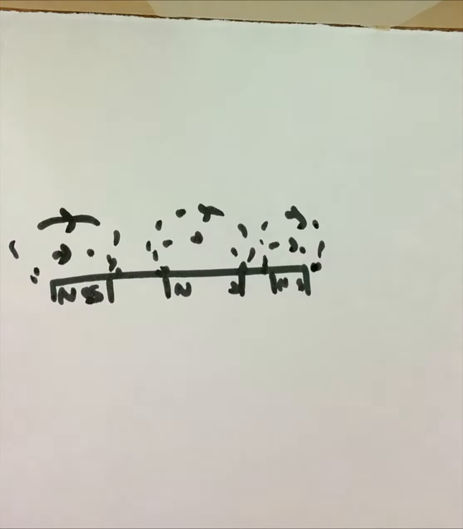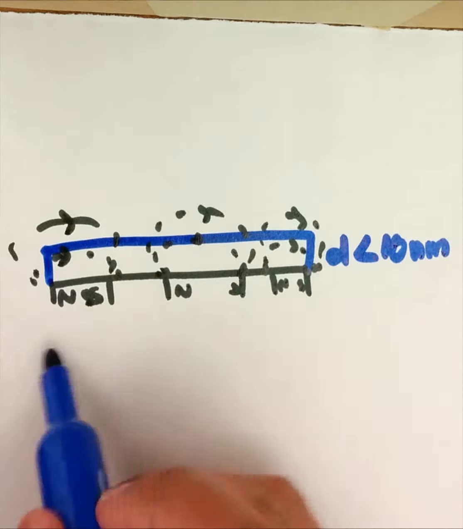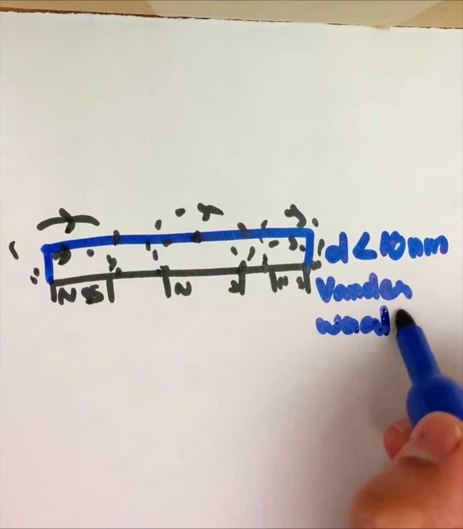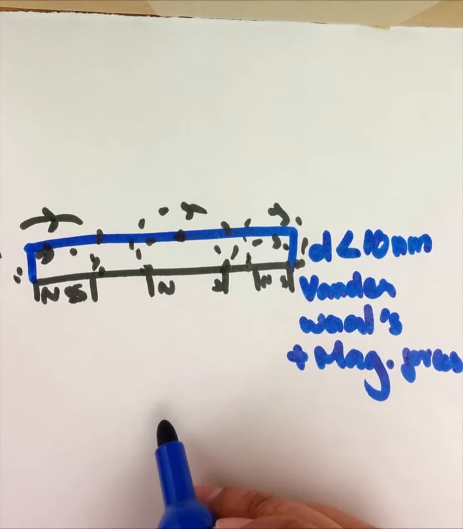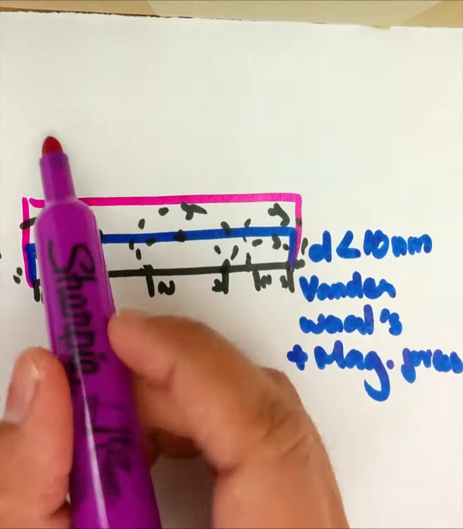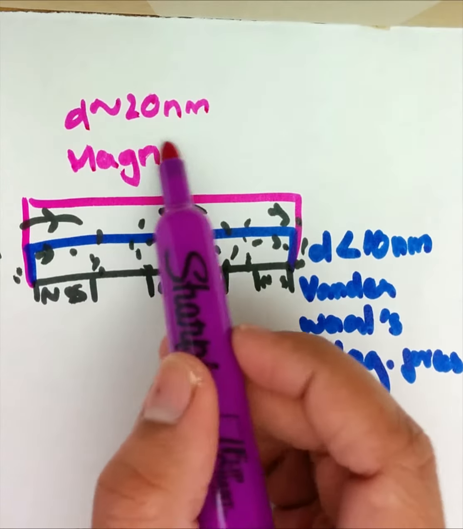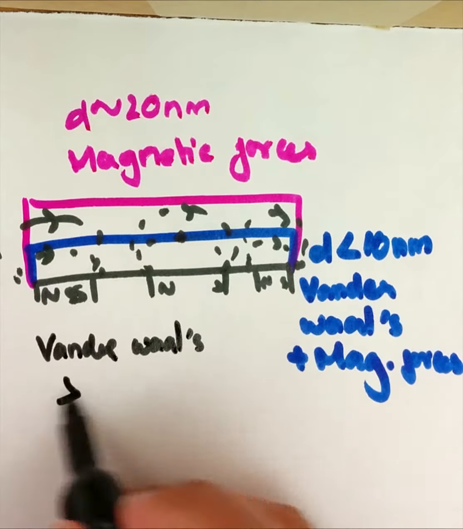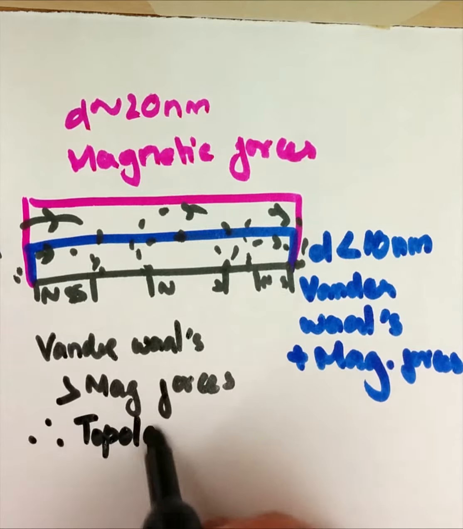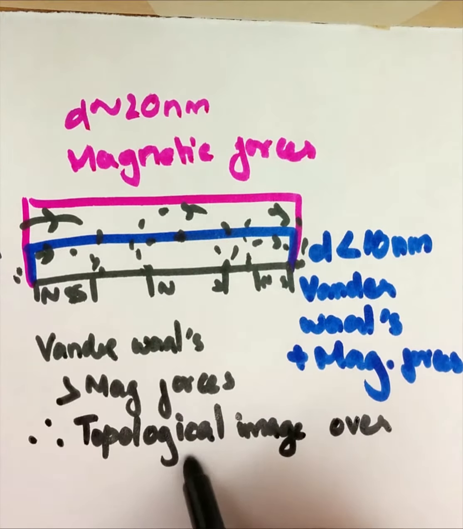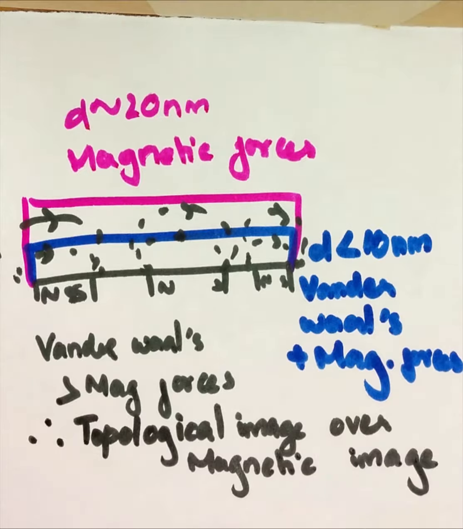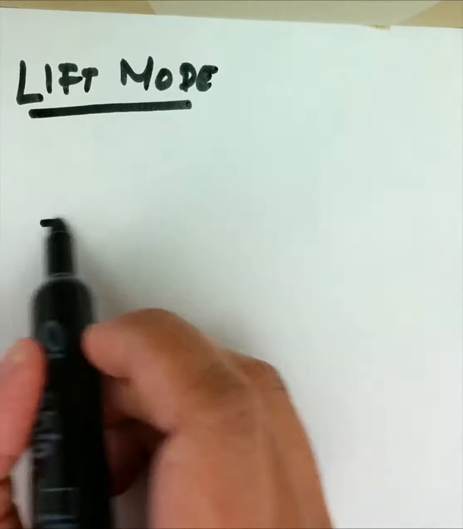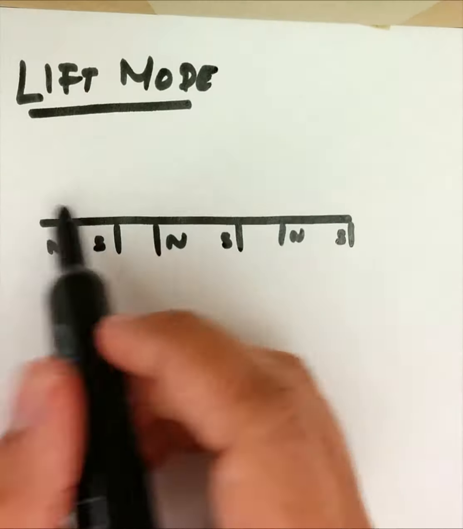When the cantilever is near the surface, that is, at a distance less than 10 nanometers, it is under the influence of van der Waals forces and magnetic forces. But when the cantilever is raised to a distance approximately around 20 nanometers or more, it is primarily under the influence of magnetic forces. Since the van der Waals forces are much higher than the magnetic forces at distance less than 10 nanometers, the image consists mostly of topological information as well as magnetic information. Thus, it is common to obtain an image from an MFM in the lift mode.